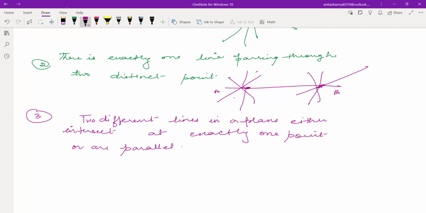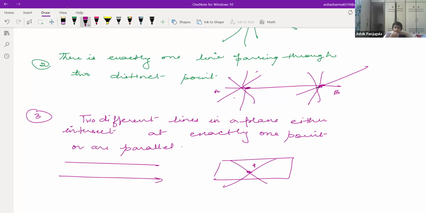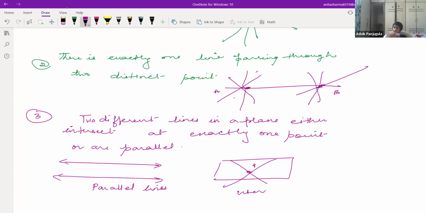See, suppose you are having any plane. This is the plane. Two lines are there. So they may intersect at point P, right? Or in the plane they may be parallel. Understood, beta? These are the parallel lines. What are parallel lines? Which never intersect, like your railway track, right? Understood? Yes, ma'am.